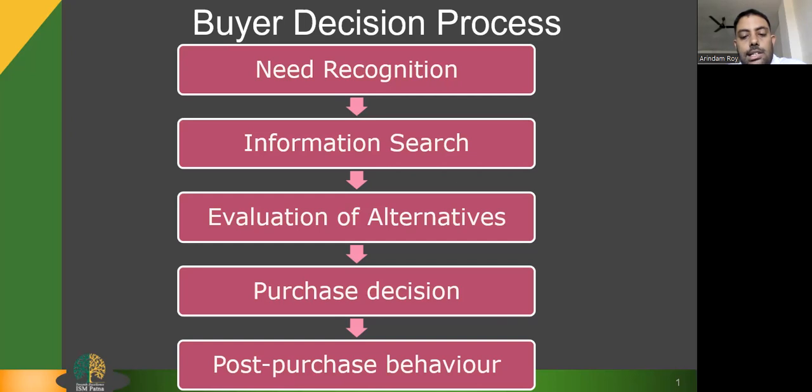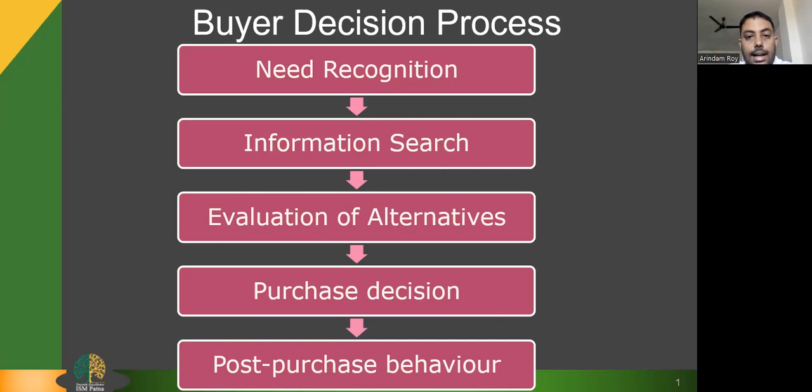And once the purchase decision is over, they would interact with the product. They would get to know how their need is being satisfied and what additional benefits are being provided by the product, which helps them register the post-purchase behavior.